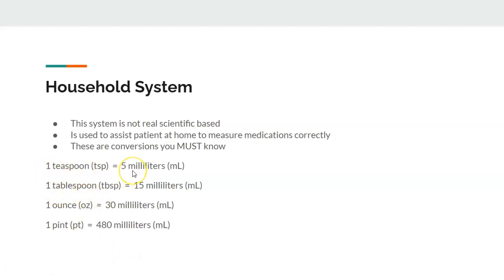1 teaspoon is 5 milliliters, 1 tablespoon is 15 milliliters, 1 ounce is 30 milliliters, and 1 pint is 480 milliliters. And these are approximates, they're not exact. And that's all I have about the metric system. I'm going to do another video here shortly on how to actually do conversions before you guys do your practice.